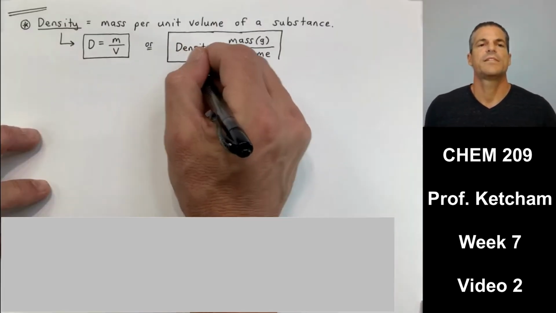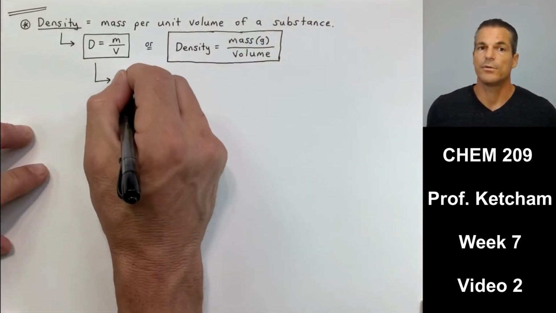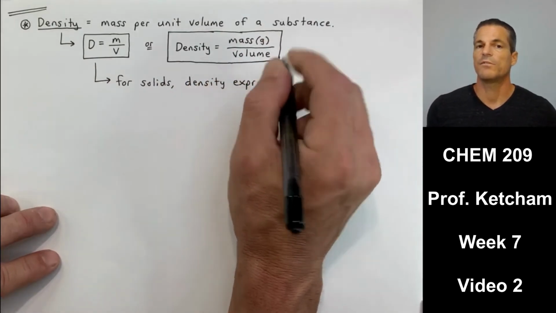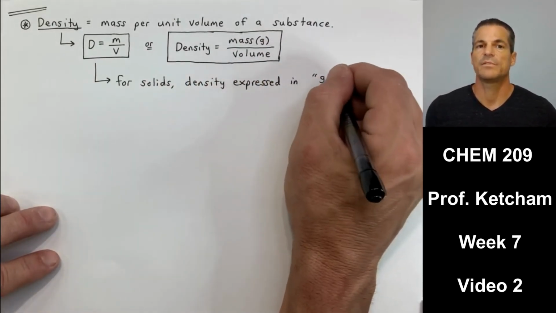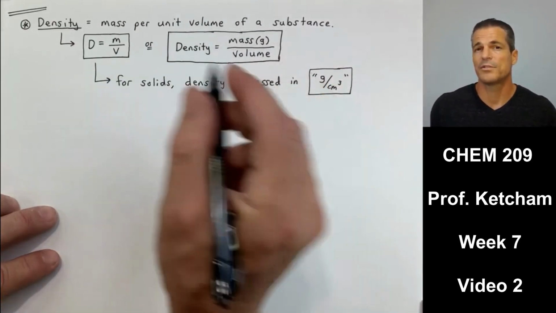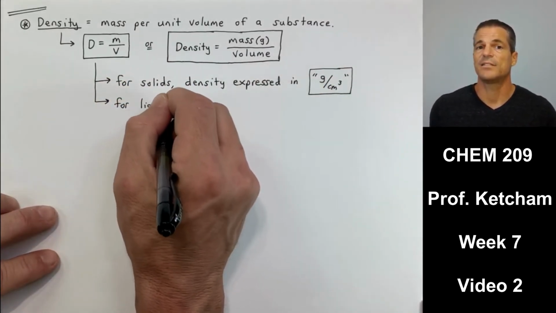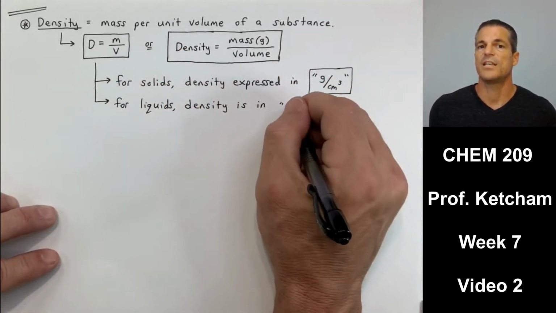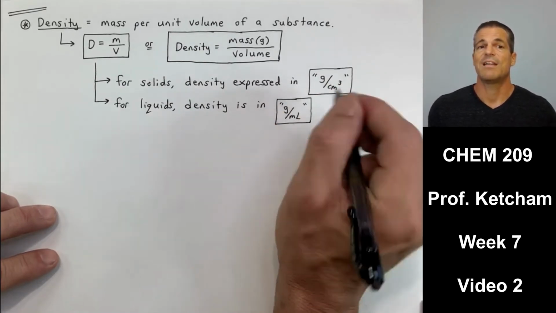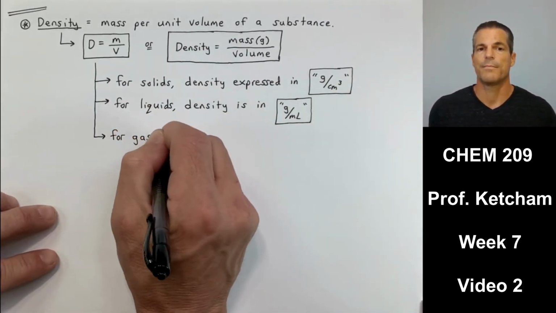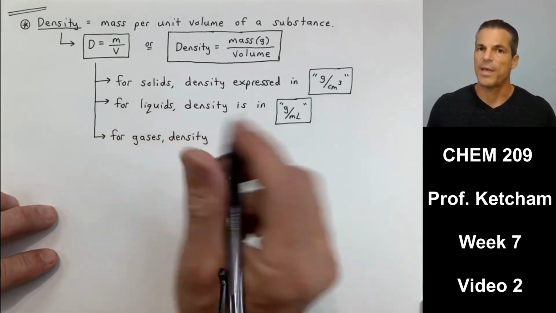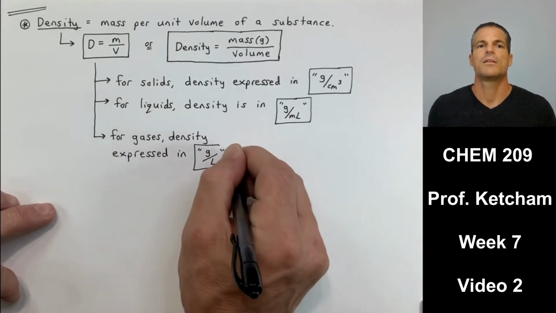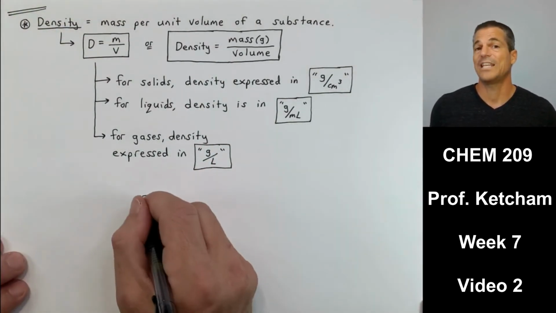All right. Density. Density is equal to the mass of something divided by its volume. So density is mass over volume, and the mass is in grams, and the volume depends on what you're talking about. For solids, density is expressed in grams per centimeter cubed. For liquids, we report density in grams per milliliter, and for gases, because gases are so voluminous, they take up so much space, generally speaking, relative to solids and liquids. Solids and liquids are condensed. Gases are not. So we report these in grams per liter.